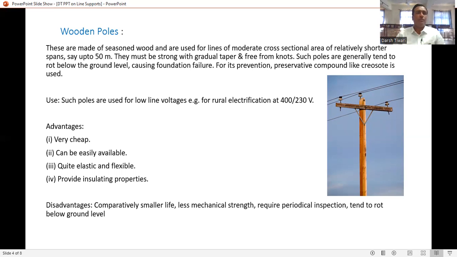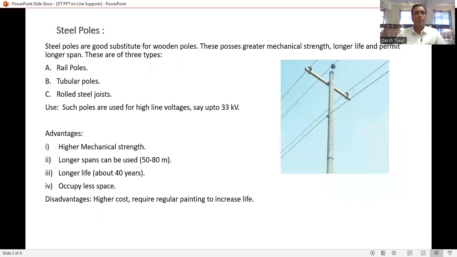The advantages of wooden poles are they are very cheap, can be easily available, quite elastic and flexible, and provide insulating properties. And there are some disadvantages also: comparatively smaller life, less mechanical strength, they require periodical inspection, and they tend to rot below the ground level. These are the disadvantages associated with wooden poles.